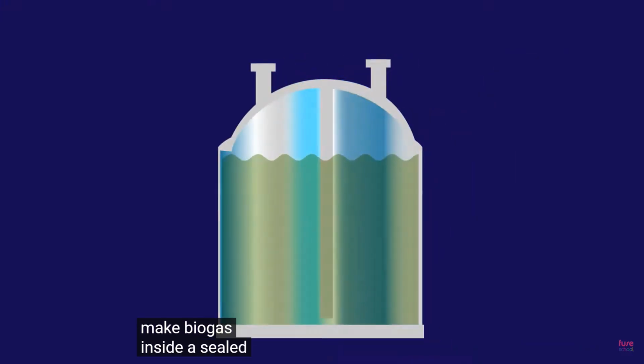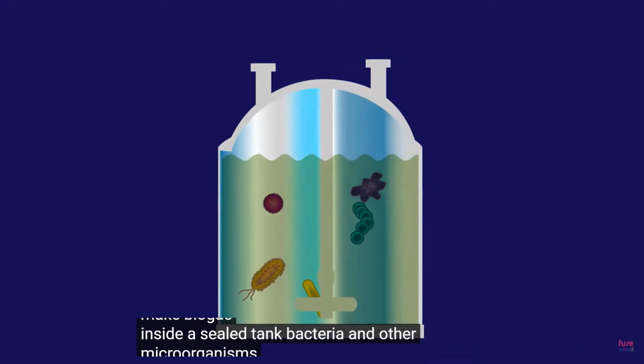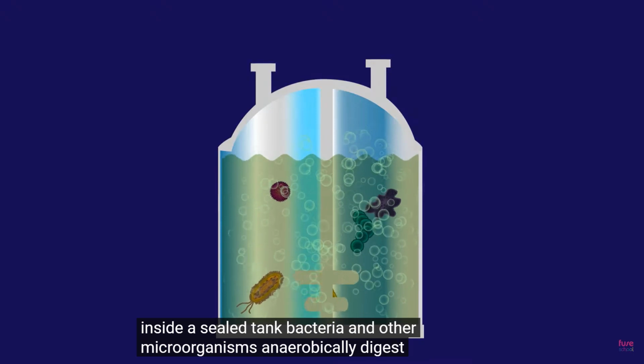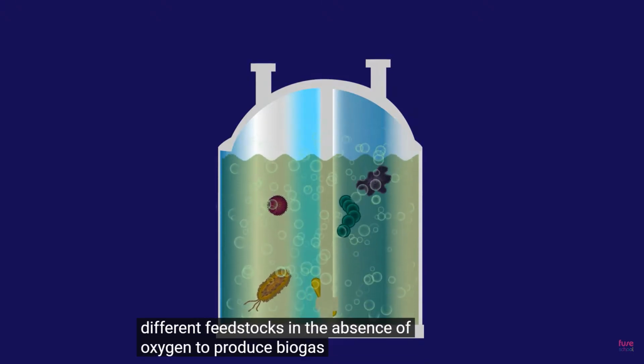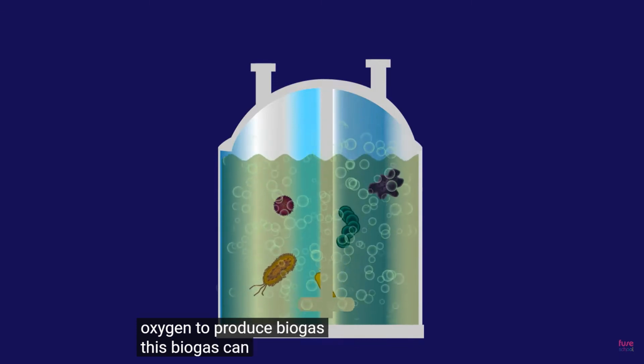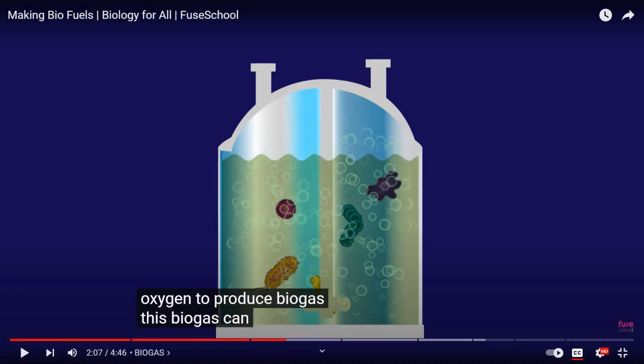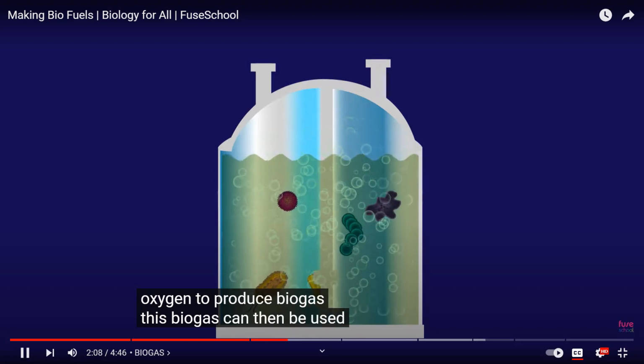Inside a sealed tank, bacteria and other microorganisms anaerobically digest different feedstocks in the absence of oxygen to produce biogas. So inside a closed chamber, some bacteria will anaerobically digest and produce biogas. This is a simple process of producing biogas, which can then be used for energy.